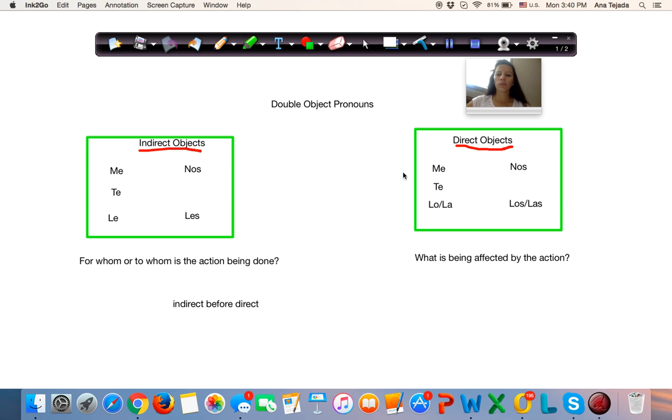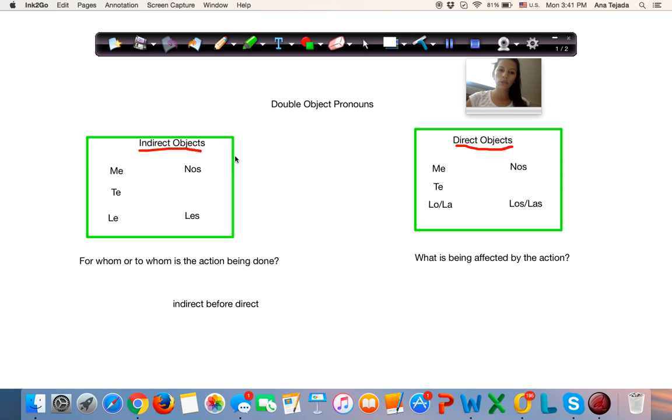You might have learned them before by themselves as indirect object and direct object pronouns. But today we are going to talk about this because you can use them together in the same sentence. So let's look again at this.